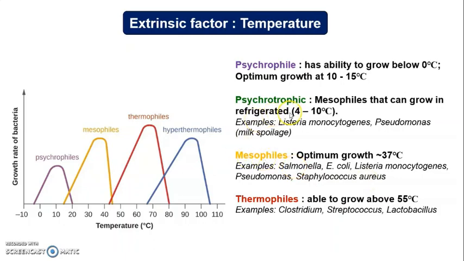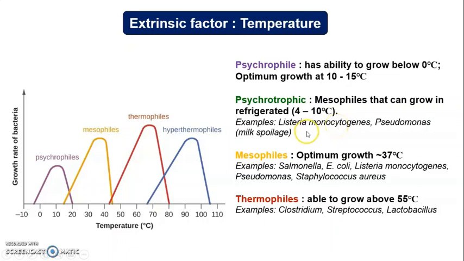Now, let's revisit psychrotrophic. Those are mesophiles that can stand refrigerated temperature. Refrigerated temperature is around 4 to 10 degrees Celsius. Some examples are Listeria monocytogenes and also Pseudomonas. These types of bacteria usually cause spoilage in milk. The last group of bacteria is thermophile. Thermo refers to heat, meaning that this type of bacteria loves heat. Philes mean love. They are able to grow above 55 degrees Celsius. Some examples of this type of bacteria are Clostridium, Streptococcus, and also Lactobacillus.